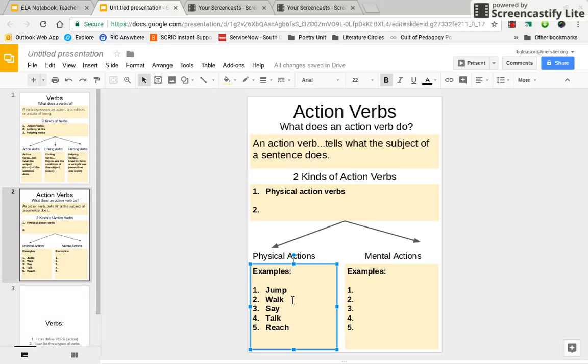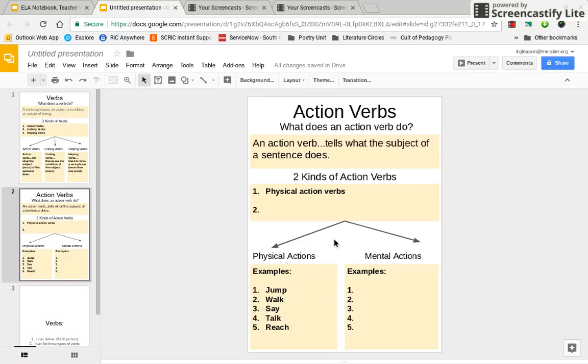Okay, so those are all verbs, things that people do, so they're action verbs, and they're physical actions because they can be seen or heard. You can experience them with your five senses. You can see them, smell them, taste them, touch. You could, if someone was reaching, I could physically reach out and touch their arm while it was reaching.